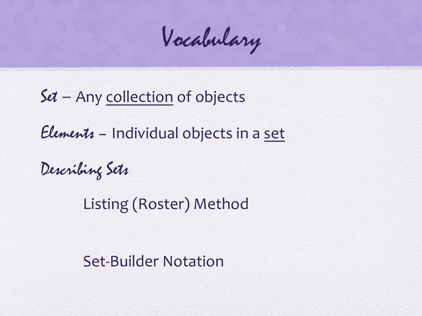Elements are the individual objects in the set. So if you're talking about the books on the bookshelf, it would be the title of one of the books, right? Or one of the books specifically. If you're talking about the contacts in your phone, it would be somebody's name that's in your phone. If you're talking about the people in your house, it would be a person who's in your home.